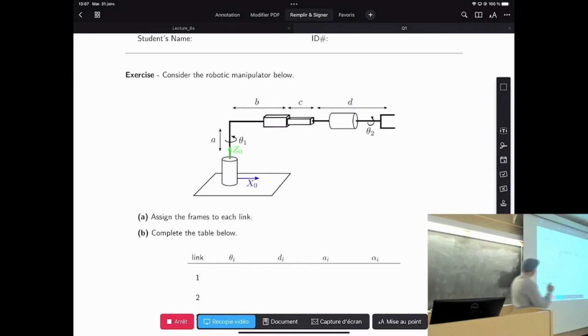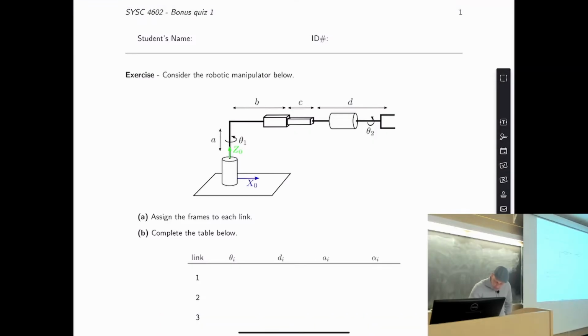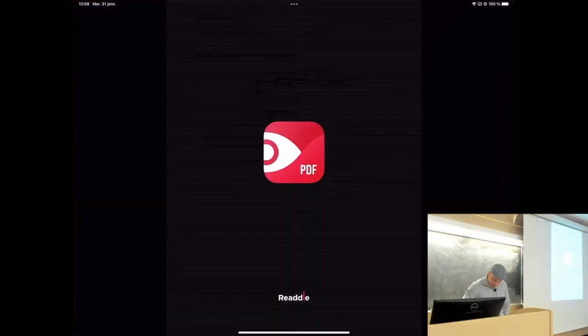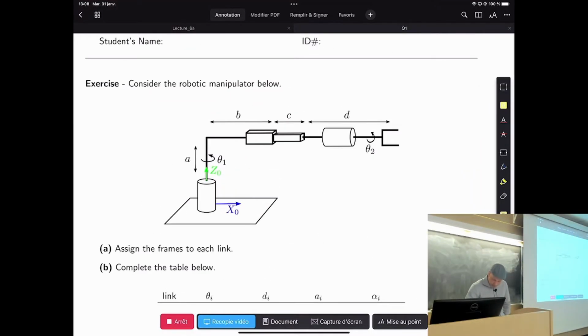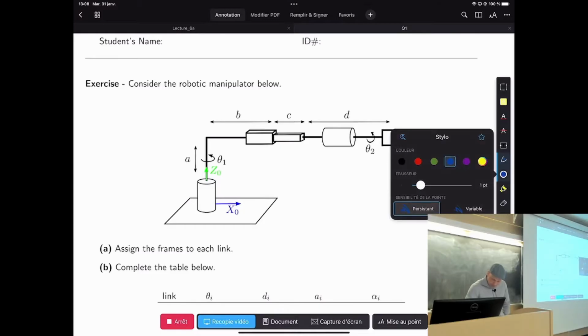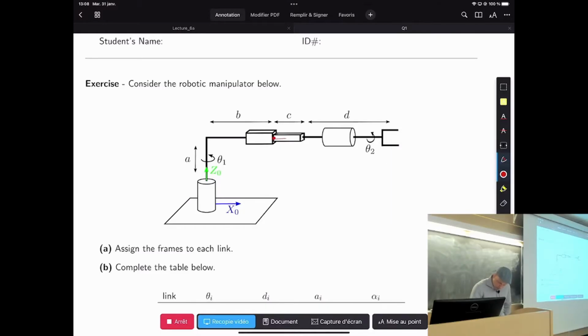So the first thing we need to put is Z1. Right? And you know that Z1 needs to be along the actuation axis. So there is no choice. Let me just start this over. Z1 has to go along the axis like that.